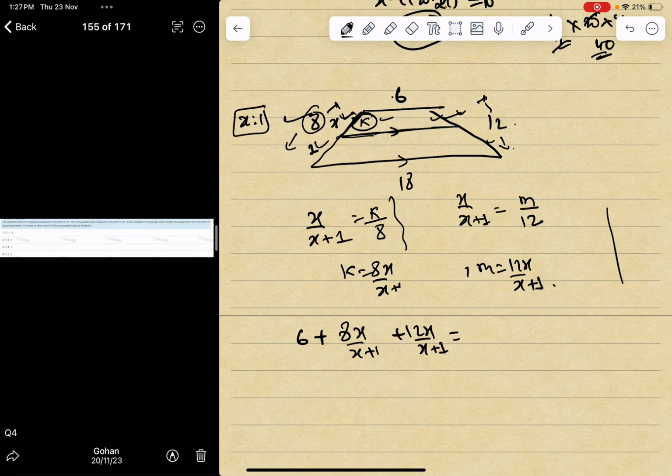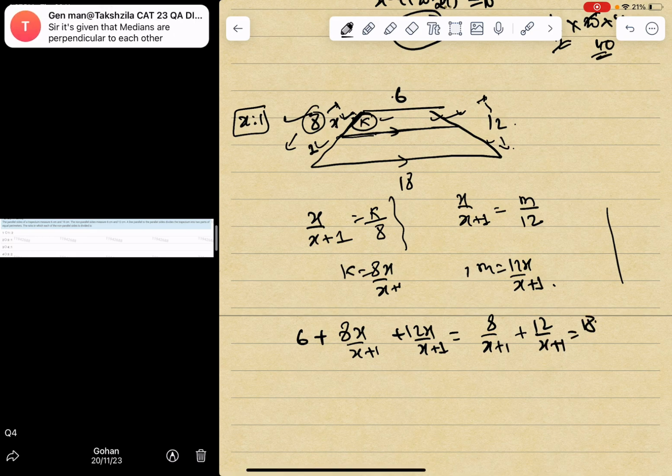If we write, lower side is 8 by x plus 1 plus 12 by x plus 1 and this 18, right? How did we get this lower side? By subtracting this complete 8 minus this side. Okay, so this much we got, plus 18.